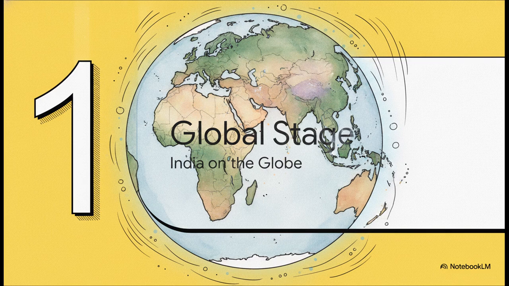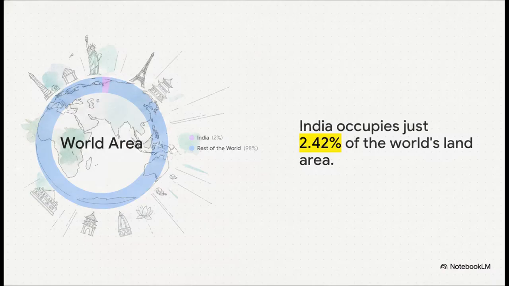Section 1, India on the global stage. So here's a wild stat to start us off. India occupies just 2.42% of the world's total land area. Honestly, that sounds incredibly small, doesn't it? Especially for a country with such a massive global footprint. When you look at a globe, you might naturally assume it takes up a much larger physical percentage of the Earth's surface, but in reality, it's less than 2.5% of the global landmass. Keep that tiny slice in mind, because it sets up an incredible contrast.